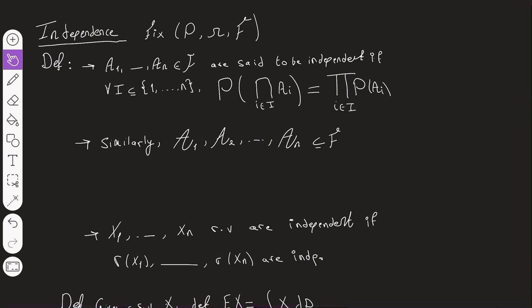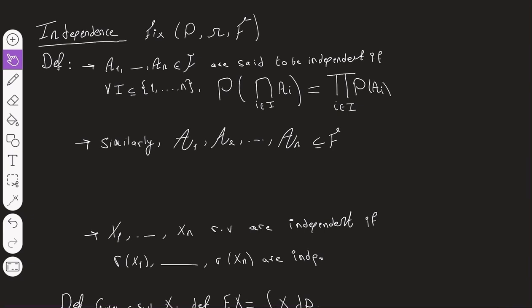Today's video is going to be about the notion of independence, and then we're going to move to talk about expected values. We're going to define expected values of random variables in the measure theoretic sense, and then we're going to recover the famous computational form of expected values. So we're going to start off by talking about independence.